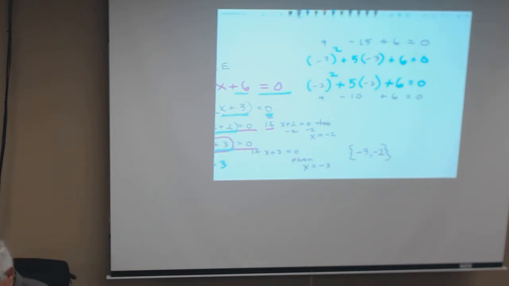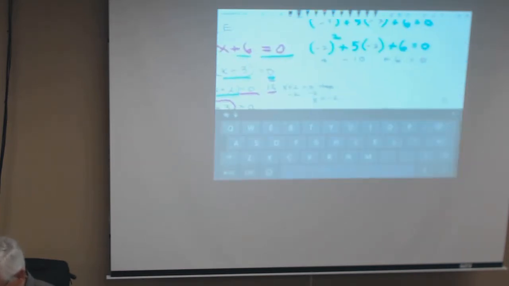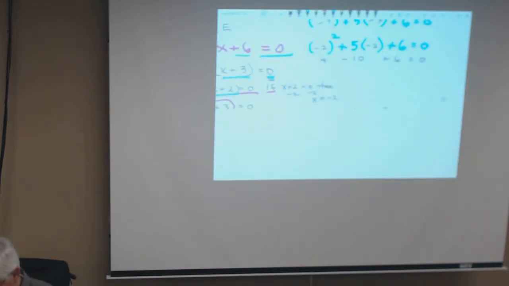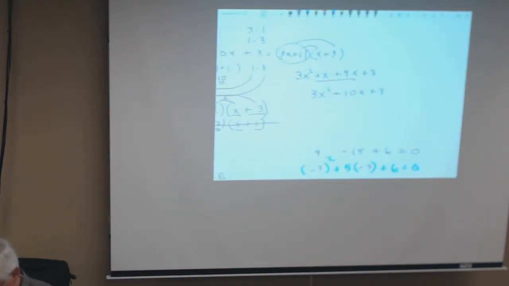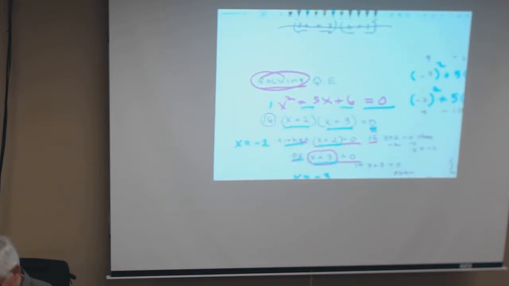So do you understand what's happened? When I have one of these quadratic expressions, and it says it equals 0, and it tells me to solve it, then the solution is to factor it and then set each of the factors equal to 0 and then find the solutions.